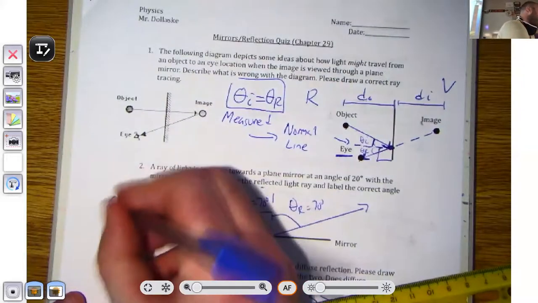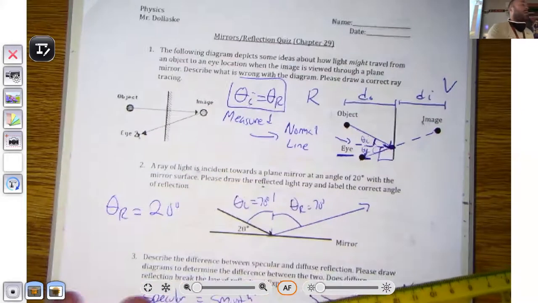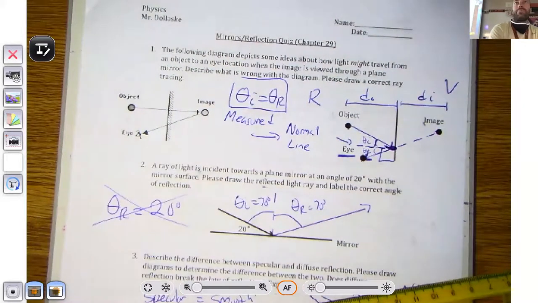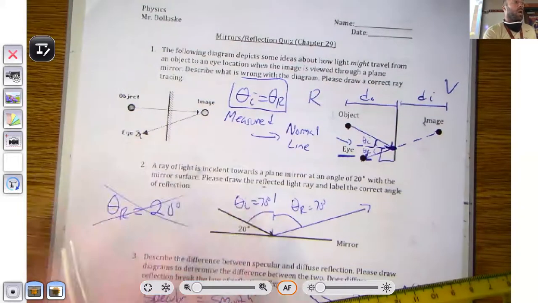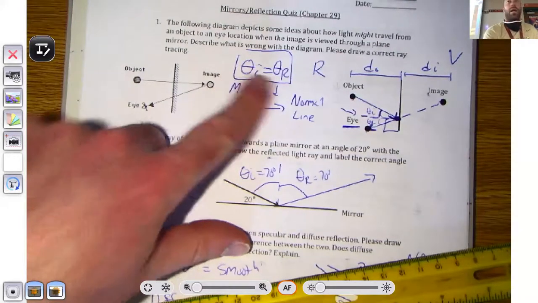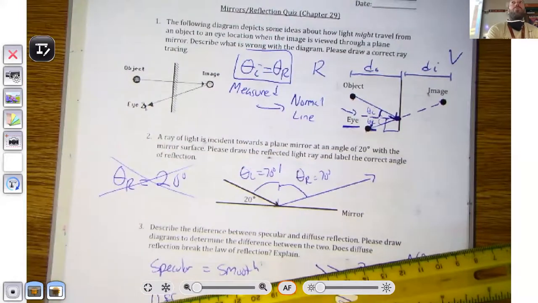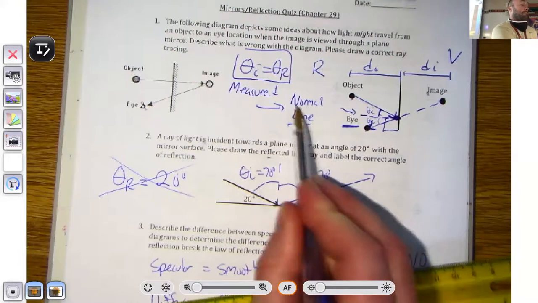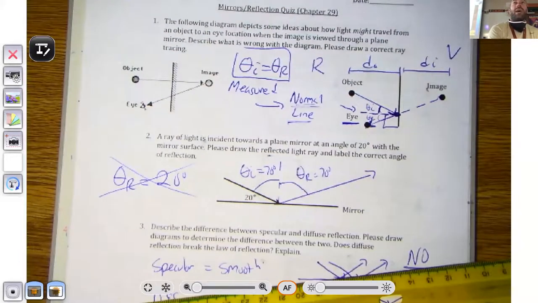A lot of folks said that the angle of reflection was 20 degrees. That's not correct. Why isn't it correct? What's wrong with that statement? Hint, think back to problem number one. How do we measure angle of incidence and angle of reflection? What do we measure it with respect to? The normal line.